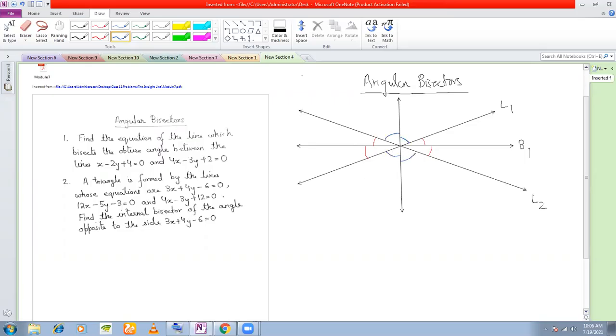Right? Let us call this B2. So for the intersecting lines L1 and L2, how many bisectors do you have? You have two bisectors. Okay.